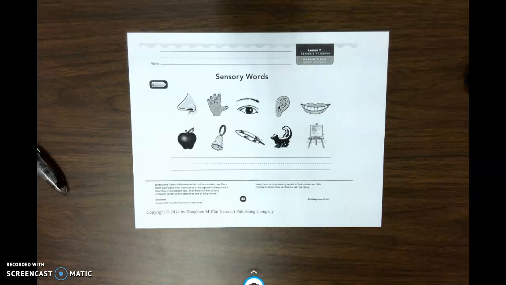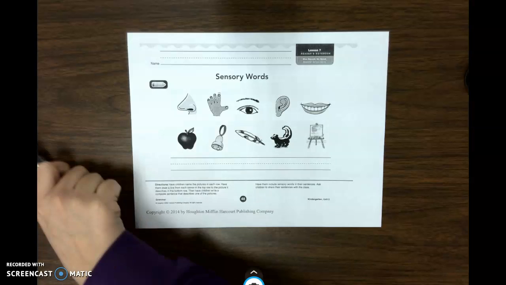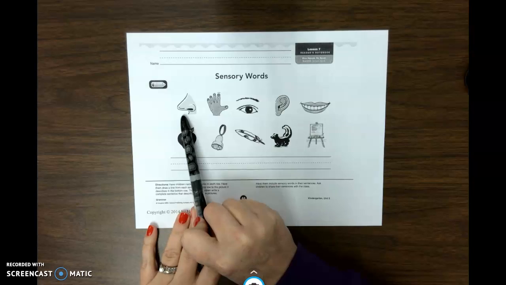Hello everybody. Today for our reading we're going to be talking about sensory words. Sensory words are words that have to do with our five senses. We read a story about those last week, about our five senses: smelling, touching, seeing, hearing, and tasting. So we've got some pictures here. Let's name these pictures across this top row.